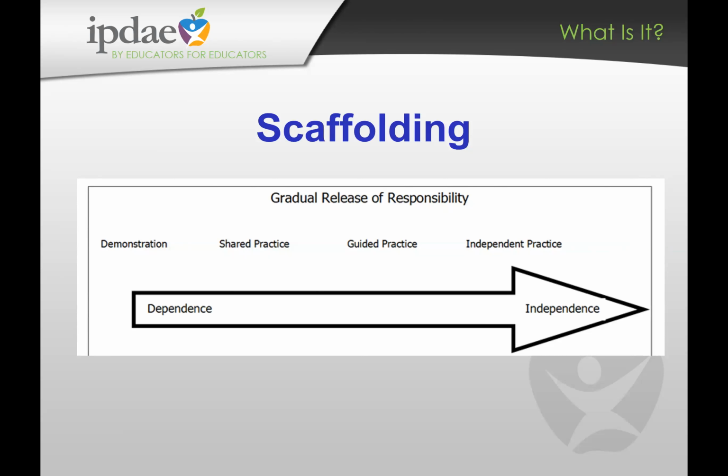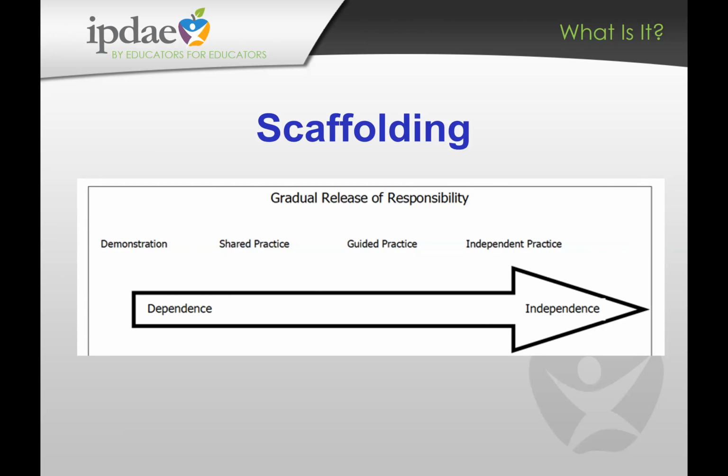And lastly, there has to be some independent practice. Your students must have time where they can practice their skill independently, because the bottom line is when they take that standardized test, you will not be there. You or their classmates or their group mates will not be there when they take that test. So they have to be able to do things independently in the classroom.